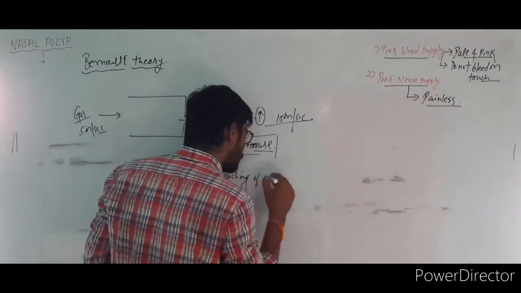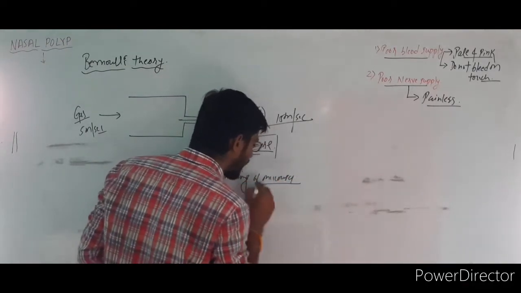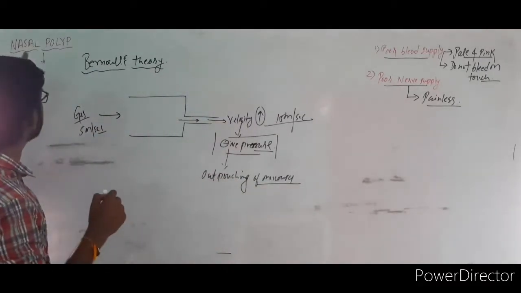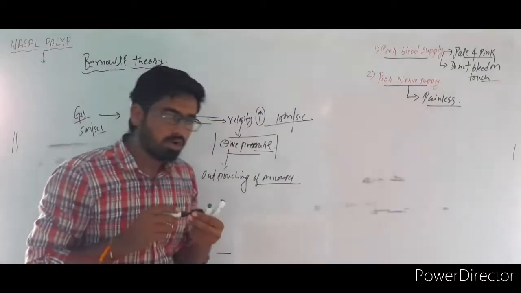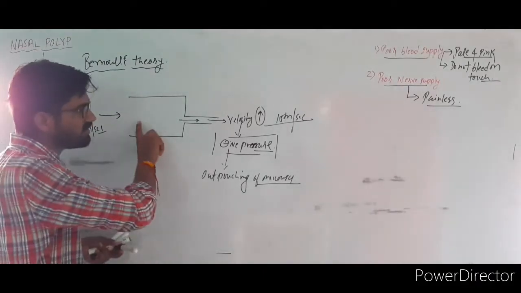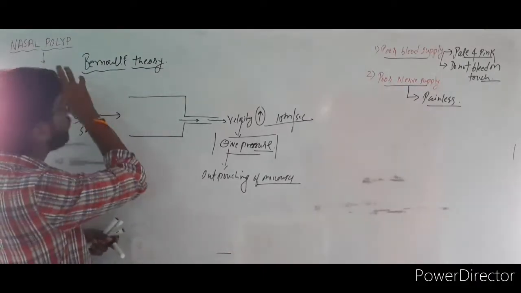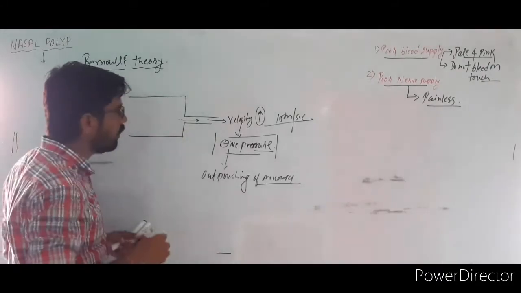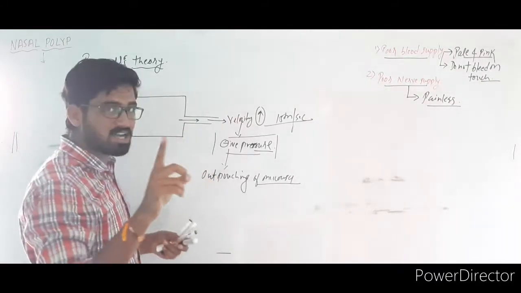Outpouching of mucosa. Am I right or not? Yes, that is how a nasal polyp arises. So this is how the polyp arises like this. And one thing: what is the commonest site?